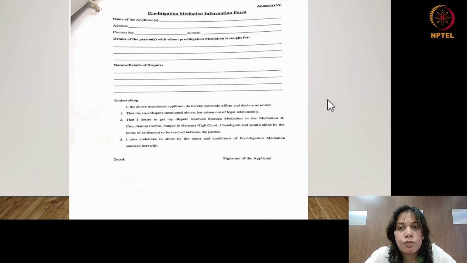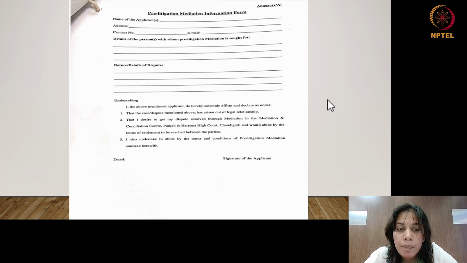So as you can see before yourself, there's this pre-litigation mediation information form. It has the name of the applicant, address, contact number, email. Now, details of the person with whom pre-litigation mediation is sought, the details of the second party, right? Then, nature or details of the dispute. Here, the nature of the dispute would be explained by the party. Then, as we discussed, along with the form, there has to be an undertaking. So, the undertaking is also provided.